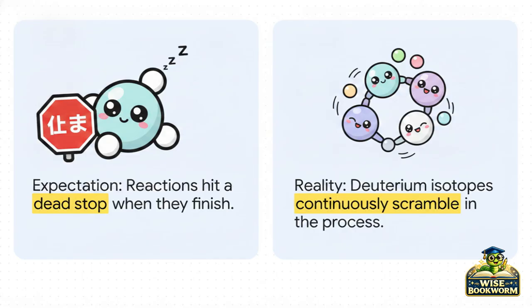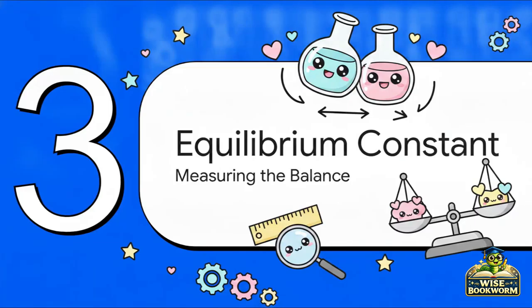And then they introduced deuterium, which is just a heavy isotope of hydrogen. Now, if the reaction had truly just stopped, that deuterium would literally just sit there doing nothing. But instead, the atoms continuously scrambled. They suddenly started finding ammonia molecules that actually contained the deuterium, completely proving that the forward and reverse reactions were still firing away, constantly swapping atoms around without changing the overall net composition. How cool is that?